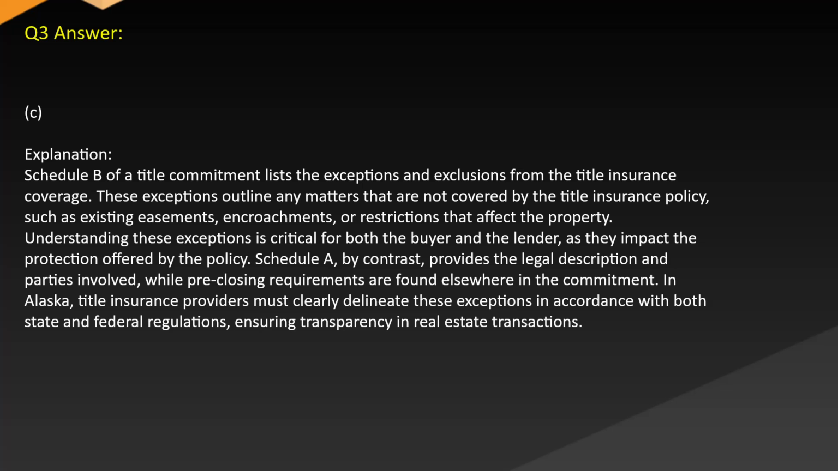Answer C. Explanation. Schedule B of a title commitment lists the exceptions and exclusions from the title insurance coverage. These exceptions outline any matters that are not covered by the title insurance policy, such as existing easements, encroachments, or restrictions that affect the property. Understanding these exceptions is critical for both the buyer and the lender as they impact the protection offered by the policy. Schedule A, by contrast, provides the legal description and parties involved, while pre-closing requirements are found elsewhere in the commitment. In Alaska, title insurance providers must clearly delineate these exceptions in accordance with both state and federal regulations, ensuring transparency in real estate transactions.